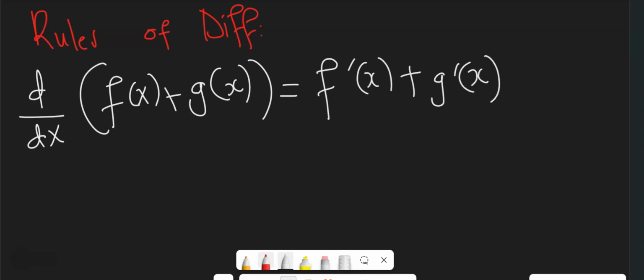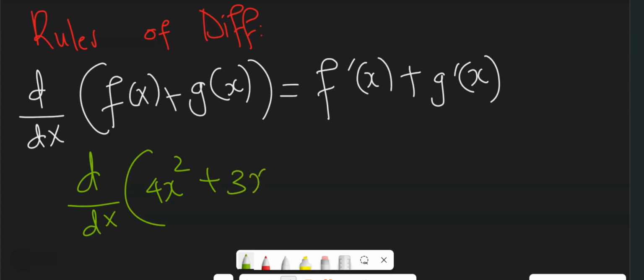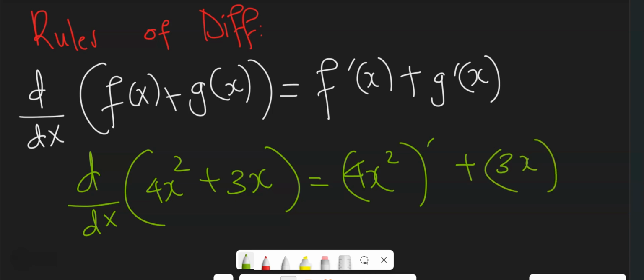So for instance, we give an example. Assuming you're given d/dx of 4x squared plus 3x, this should be equal to (4x squared)' plus (3x)'. That is the first derivative.